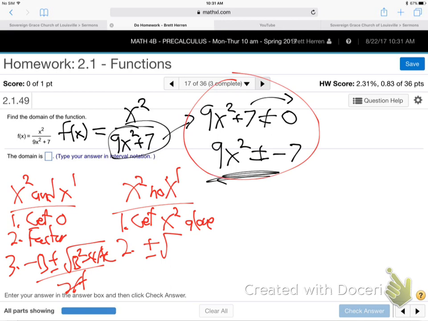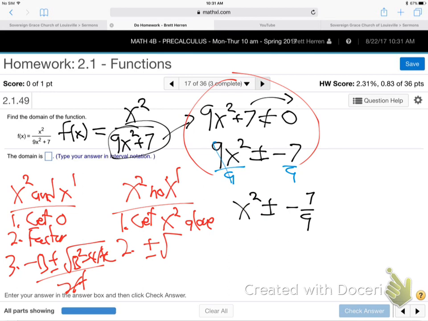See how there's no x to the first power here? So I don't have to do all that factoring, quadratic. If you just have x squared and numbers, no x to the first anywhere, it's easier. Just get x squared alone and root it. So let's do that. I'm going to divide both sides now by the 9. Divide both sides by the 9. And we get x squared not equal to negative 7/9.